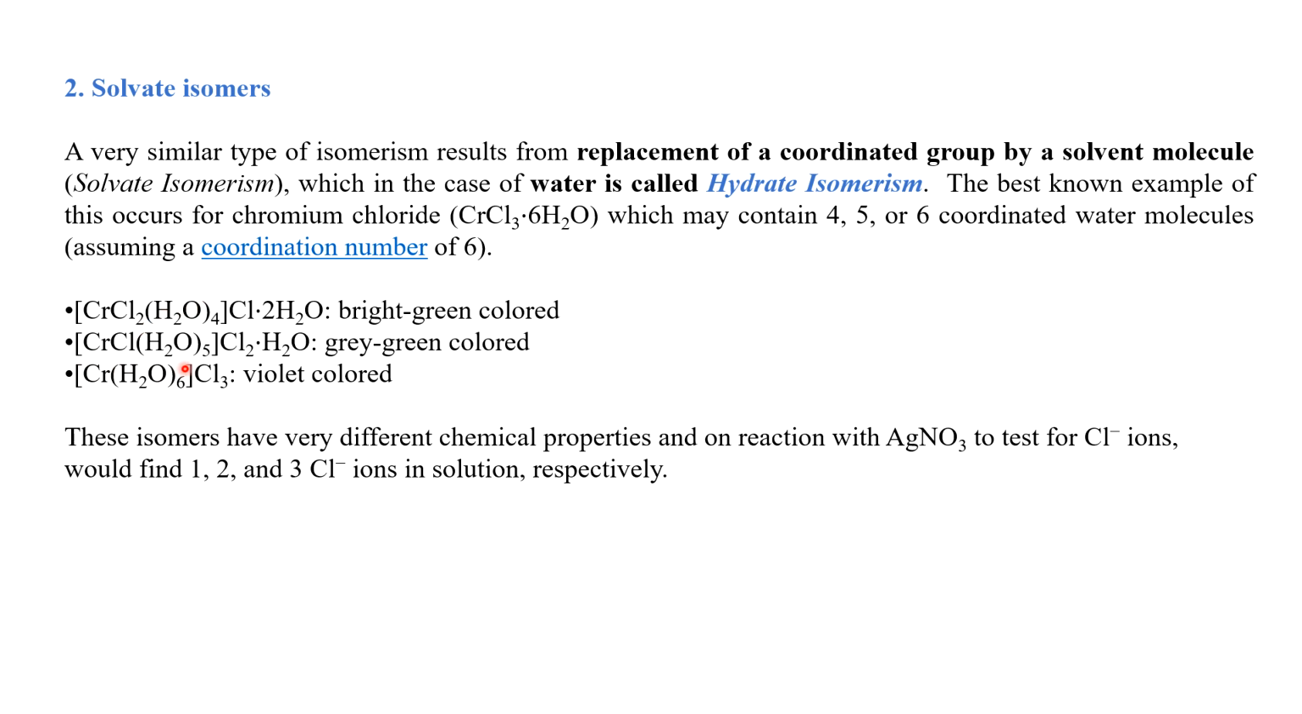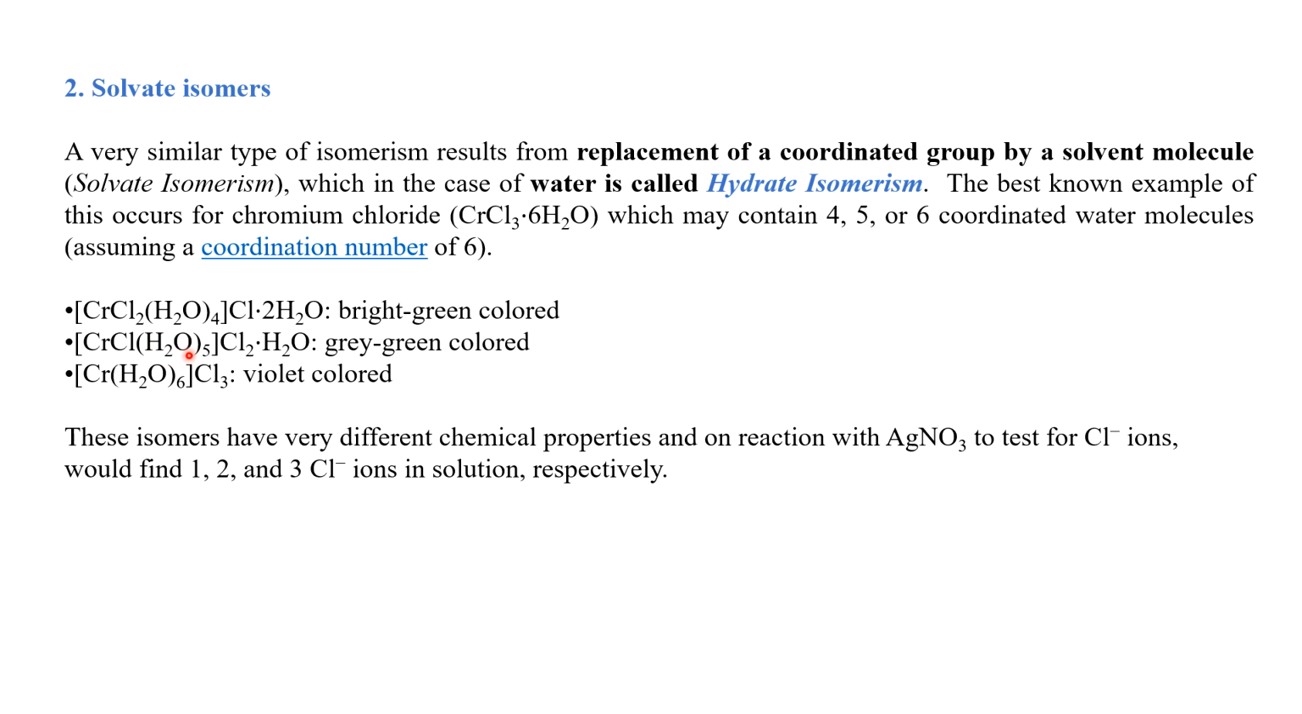Now you see the second example. Here you can see in the first one two chloride ligands were inside, but in the second one a chloride has gone outside and one water molecule came inside. In the first one there were four water molecules. In the second one a chloride is replaced with one water molecule, right? And the color also changed. In the third one, another chloride is replaced by another water molecule, meaning another water from outside went inside and another chloride came outside. And this color also changed to violet. So all these three will be called solvate isomers.